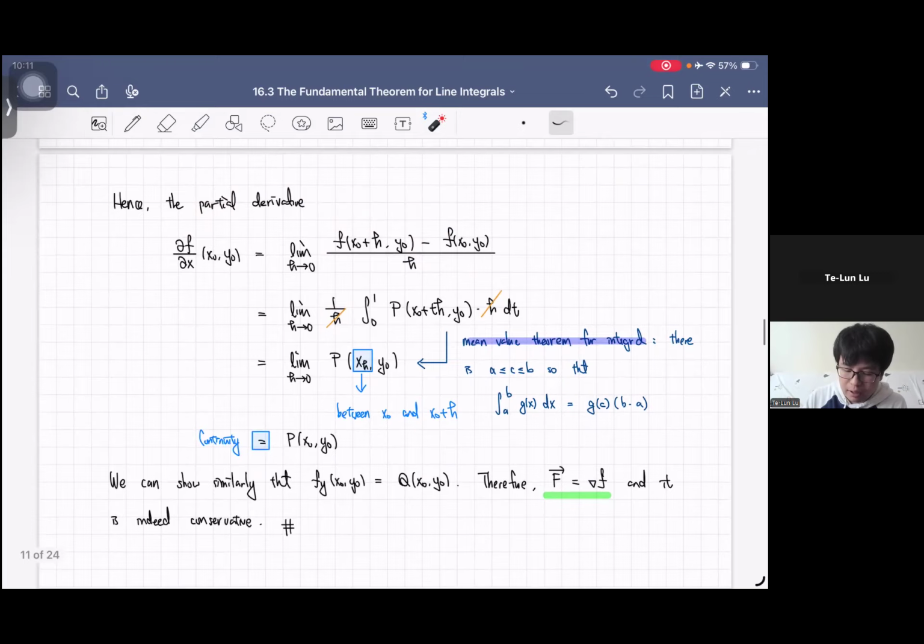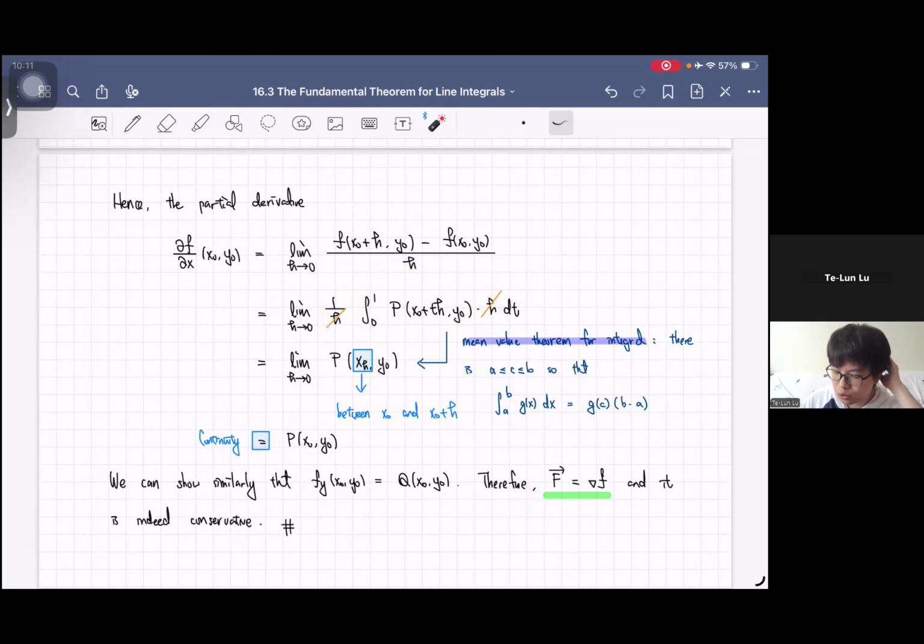So now the h cancels out, this h here and this h here, and the only remaining term is this integration over t. However, we know by the mean value theorem for integration, meaning that for every continuous function g of x, if we're integrating over the interval a to b, then you can find some c so that it is equal to g of c times b minus a.